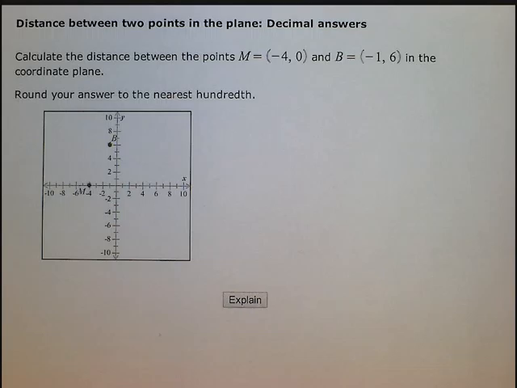Distance between 2 points in the plane. Decimal answers. Calculate the distance between the points M at -4, 0, and B at -1, 6 in the coordinate plane. Round your answer to the nearest hundredth.